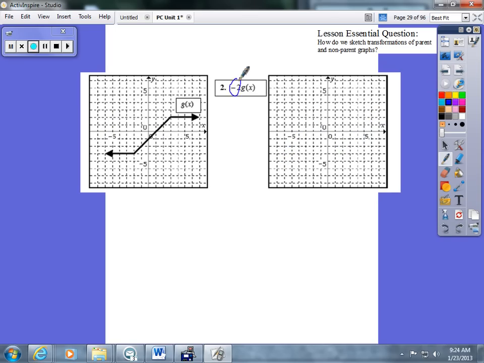Now I'm getting a negative 2 times g of x, so I'm going to take my important points, vertices and zeros if I have any, and I'm going to multiply them by negative 2. So 2 times negative 2 is negative 4. 0 times negative 2 is 0. Negative 1 times negative 2 becomes positive 2. And then negative 3 times negative 2 becomes positive 6. And there's my new graph. Stretched by 2 and reflected.